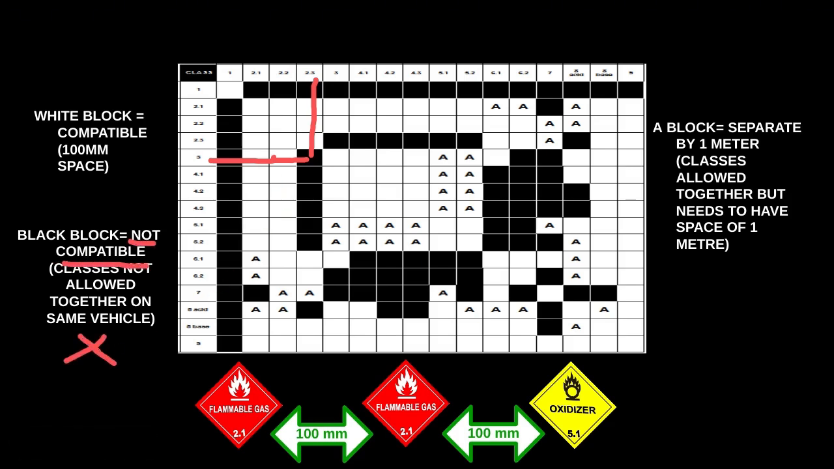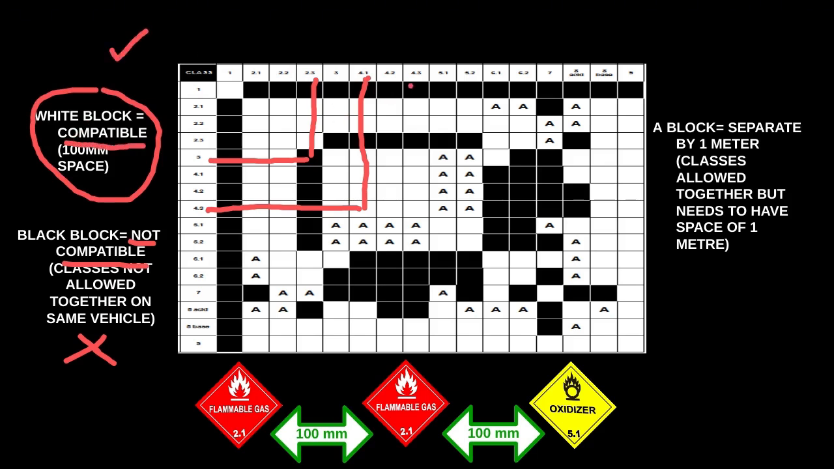Let's say we have class 4.1 flammable solids and class 4.3 dangerous when wet. We can see that this is a white block. What does this mean? It means the goods can be on the same vehicle with a 100 mm separation.